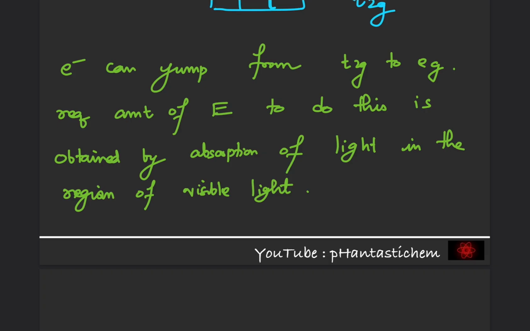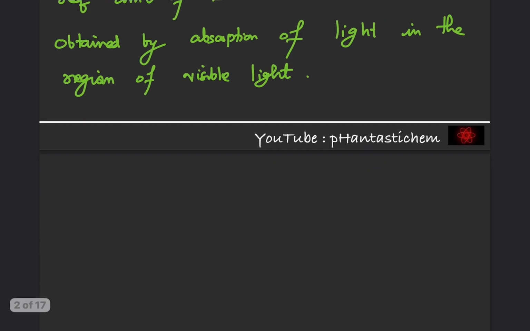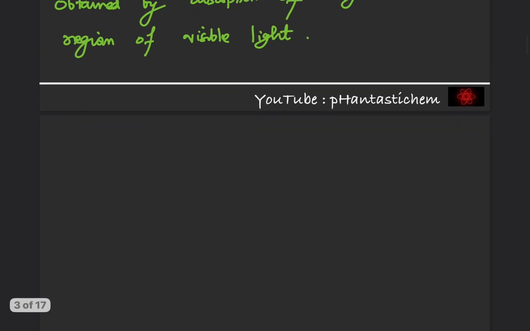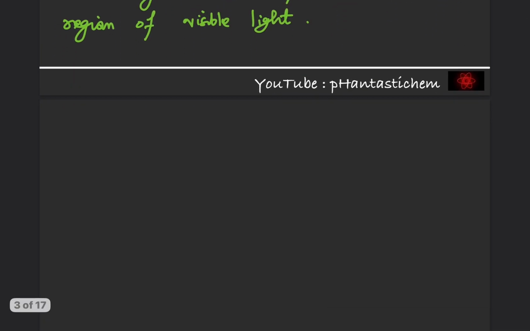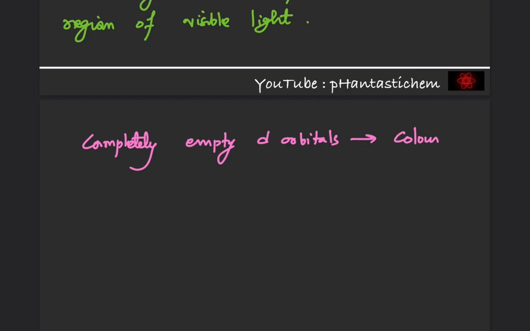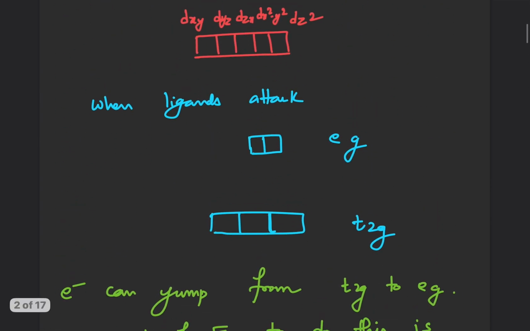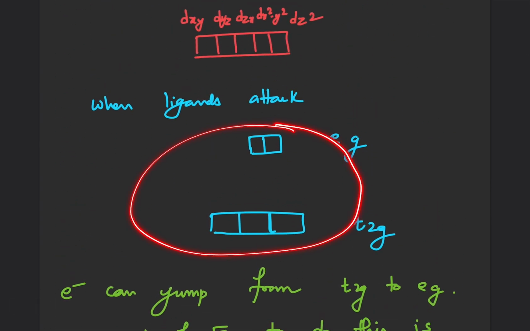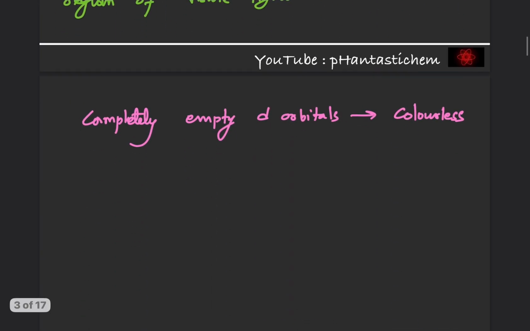Therefore, completely empty d orbitals will be colorless because there are no electrons to jump from T2g to Eg. So the criterion for them to show color is that completely empty d orbitals are colorless, because there are no electrons to jump from T2g to Eg. There is no one to jump, so completely empty d orbitals are colorless.